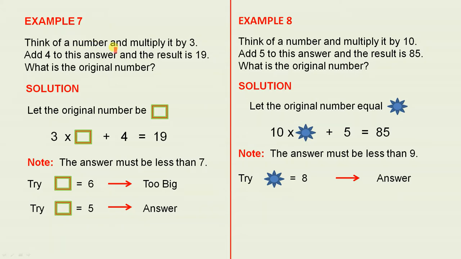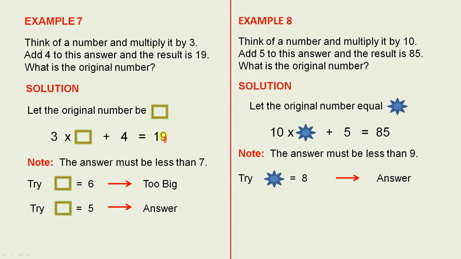Example 7. Think of a number and multiply it by 3. Add 4 to this answer and the result is 19. What is the original number? Let the original number be the square. So 3 times the square plus 4 equals 19. Now let's look at this very sneakily. Remember, we're very good at our tables. With the 3 times tables, we have to have an answer like this, and don't forget about this part.